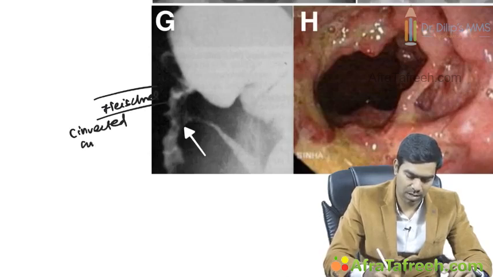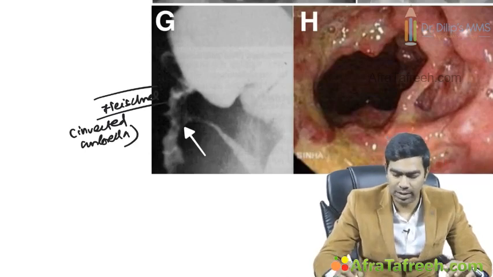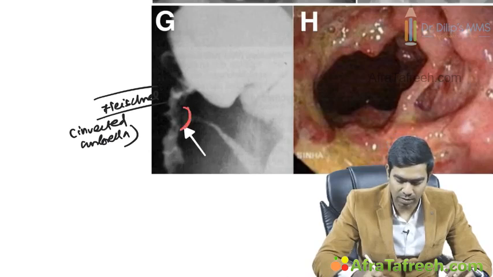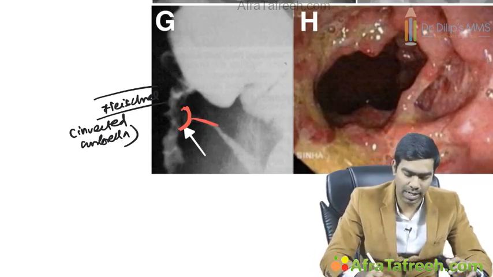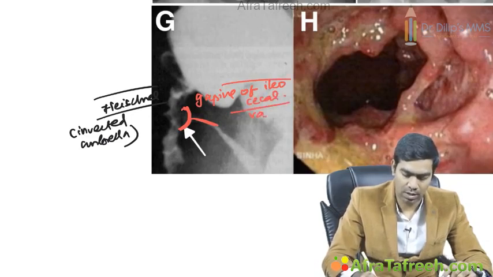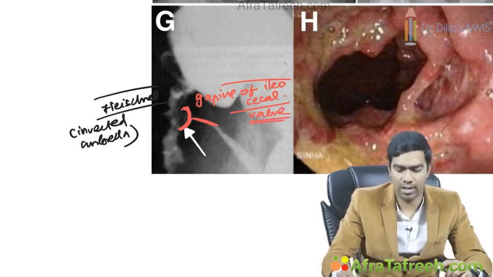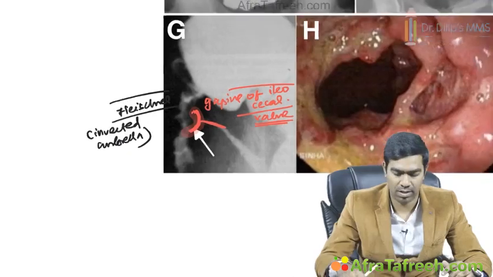Inverted umbrella sign. So what do you mean by that? Here there will be widening of the ileocecal valve. So this is the ileum, and this is the widening of the ileocecal valve. The widening occurs because of damage and gaping of the ileocecal valve. Because of that, you are seeing a wider area that looks like an umbrella. This is what we refer to as inverted umbrella sign, or otherwise called Fleischner sign.